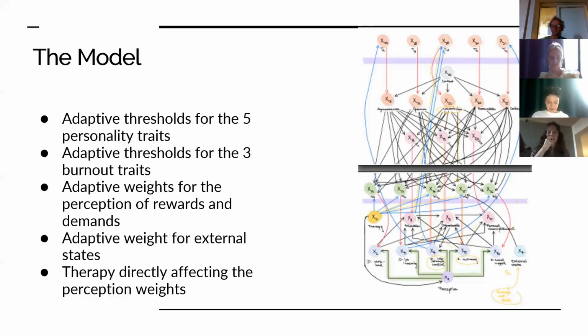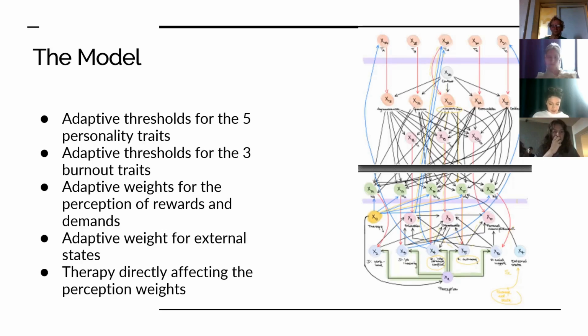So at the base of the model, we have the perception, and that influences the way that we perceive, as an individual, the demands and the resources. We also have something called an external state, which is any type of factor that can twist the way that we perceive the world. Apart from the three states of burnout, we have added something called therapy, because we want to analyze the way that therapy could affect the different personality traits and the way that they affect the possibility of developing burnout.